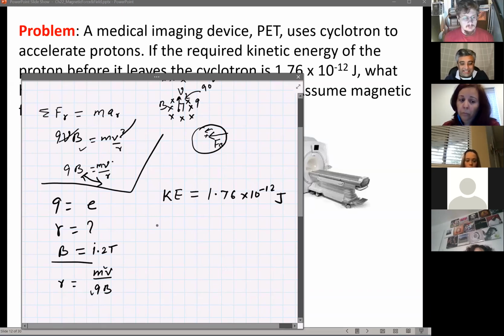Okay, charge is known. Hey, this is a proton. And that means we also know the mass. Although it's not here, we can figure that out. Okay. What is the mass of a proton? Does anybody know that? 1.67 times 10 to the negative 4.